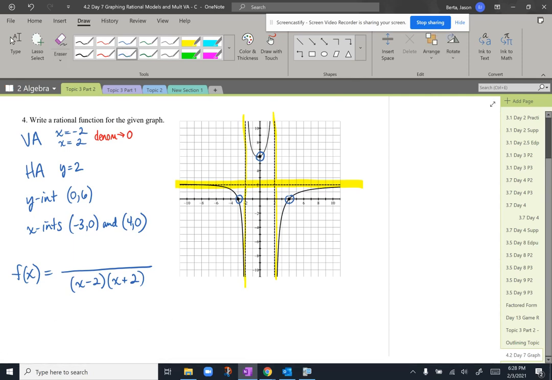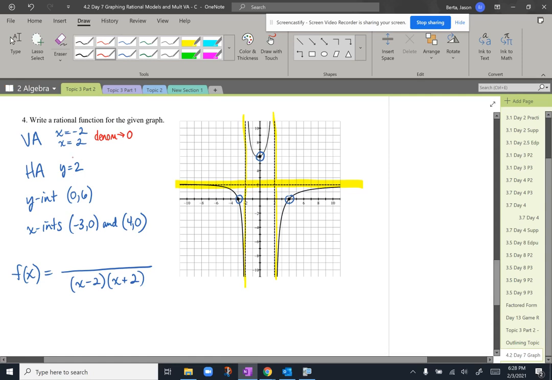For the horizontal asymptote, remember, since that's not equal to 0, and since we have a horizontal asymptote, this is going to be the ratio of the leading coefficients. So if the ratio is 2, that means the coefficient up top here is 2, and down below it's 1. It's 2 over 1, so we're just going to leave it 2 there.